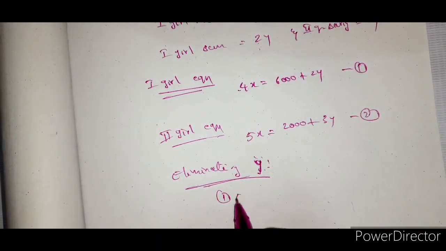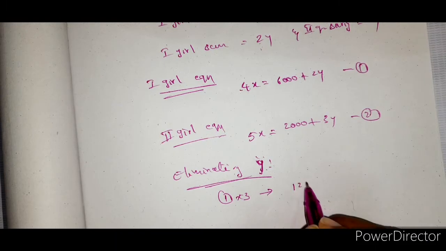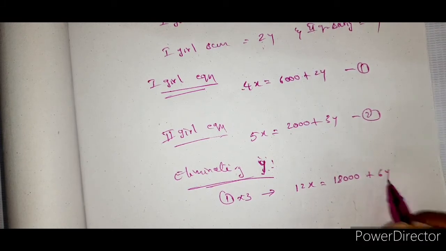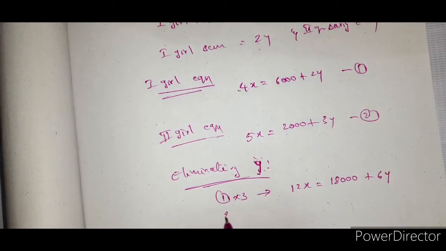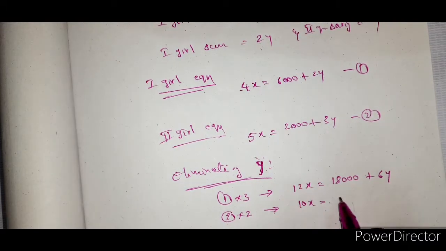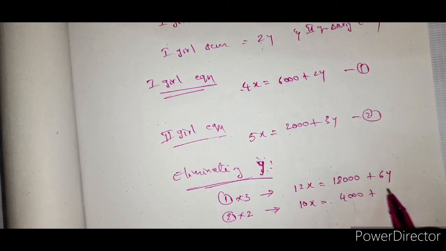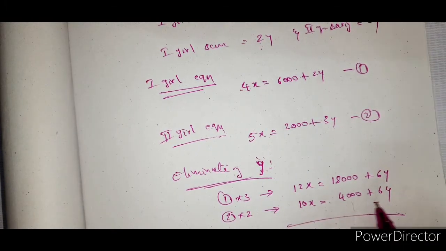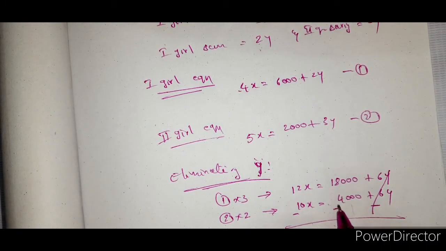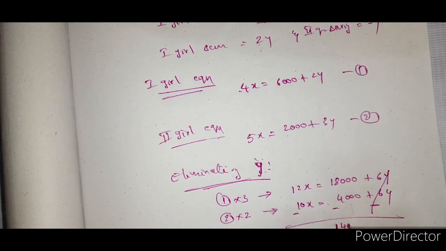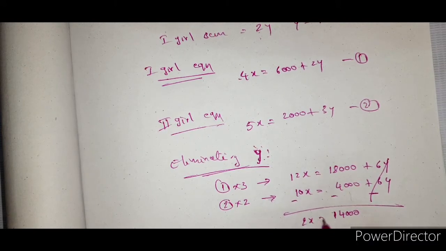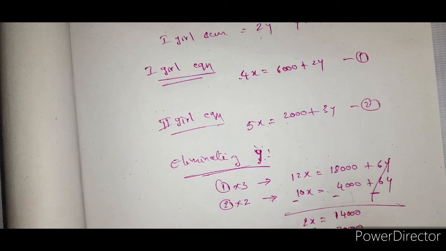Equation 1 multiplied by 3 gives me 12x is equal to 3 6s are 18,000 plus 3 2s are 6y. Now the second equation multiplied by 2. So that is 10x is equal to 2 2,000s are 4,000 plus 3 2s are 6y. Same sign, so subtraction, signs will change. Plus 6y minus 6y will get cancelled. 18,000 minus 4,000 is 14,000. So now 12x minus 10x is 2x is equal to 14,000, or x is equal to 7,000.